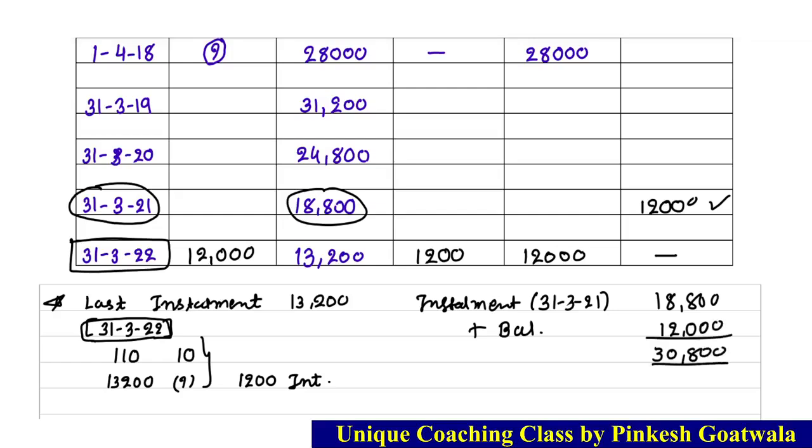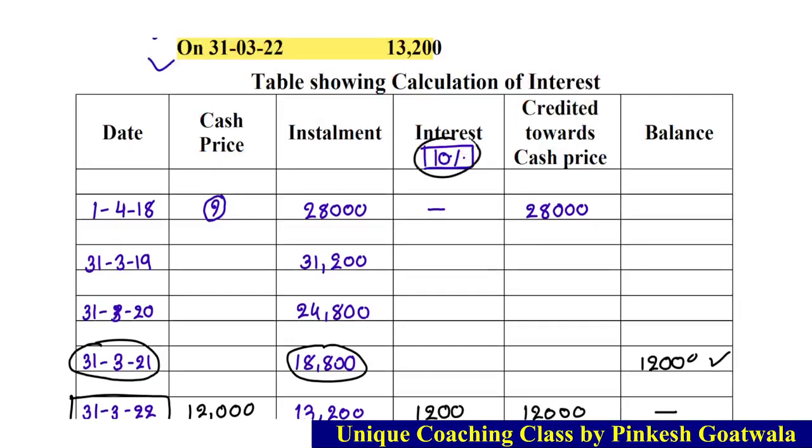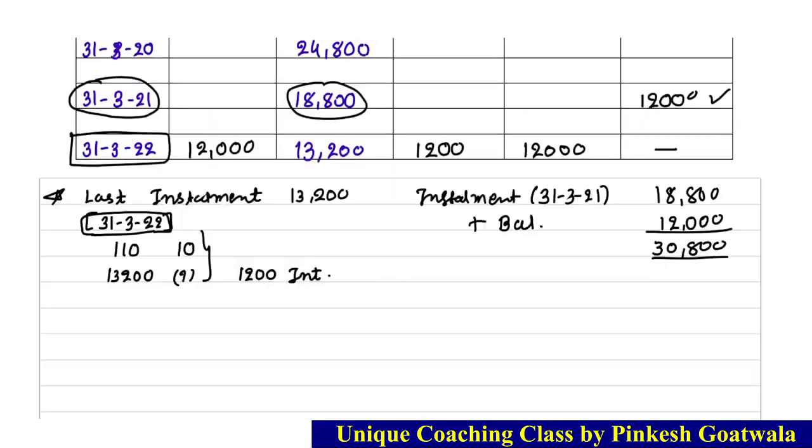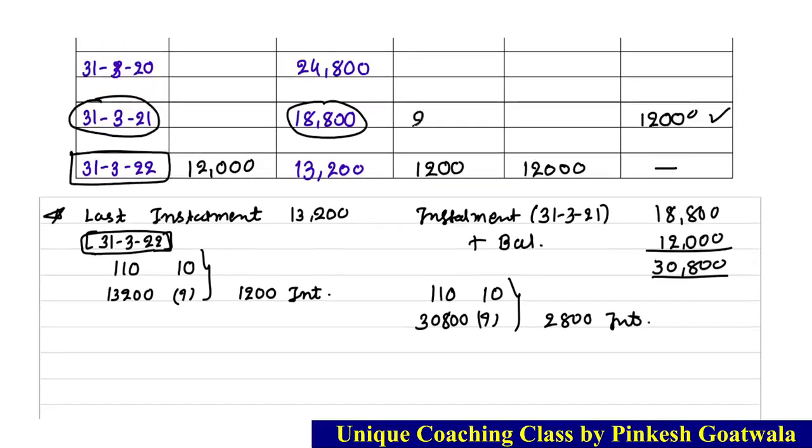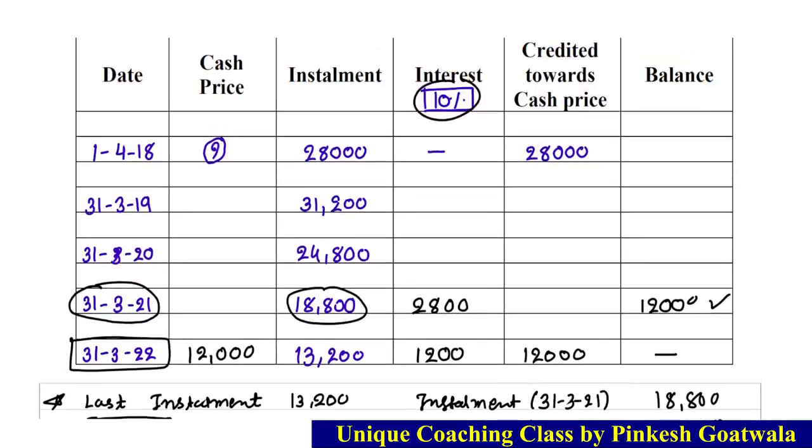Now put the step here. What is the rate of interest? It is 10%. Okay, so now we put the step: 110 gives 10. So in case of 30,800, how much will come? 110 in 30,800 into 10 divided by 110. So the answer comes 2,800. So it is the interest. Okay, so we got the interest, 2,800. Now the remaining steps you can easily complete.